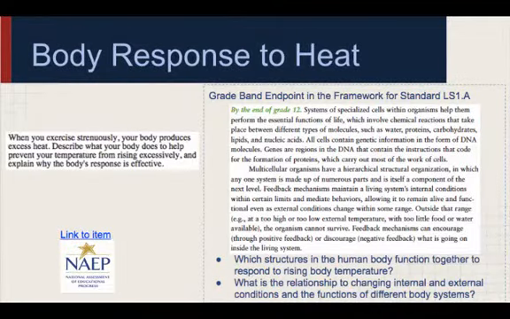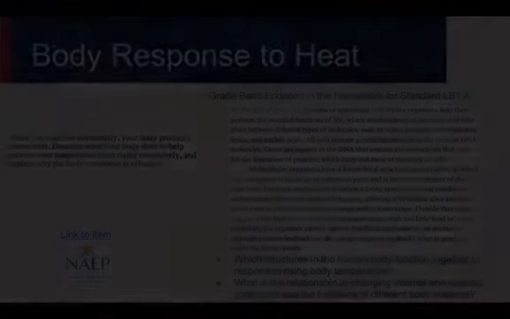When you exercise strenuously, your body produces excess heat. Describe what your body does to help prevent your temperature from rising excessively, and explain why the body's response is effective. The NAEP item requires students to make a connection between a body's response to heat and the function of specific structures and systems within the body. What systems and structures within the body help to control temperature? Which materials make up these structures?